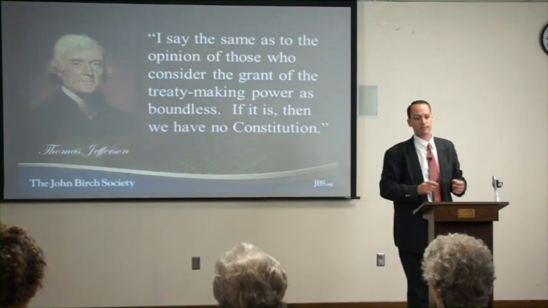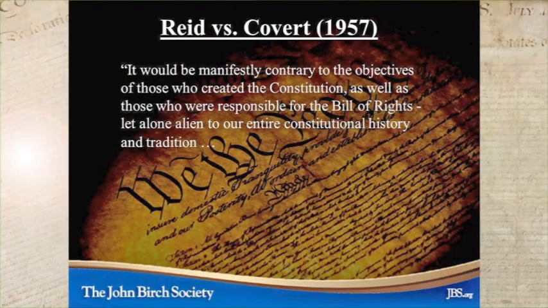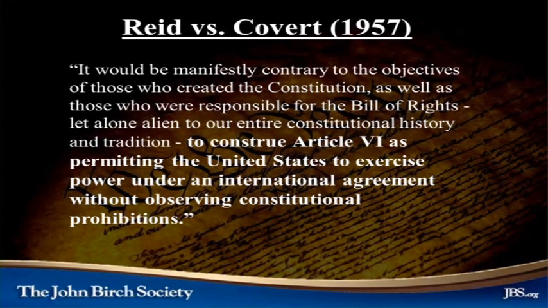Now the next place I want to go to is a Supreme Court ruling in 1957 known as Reid versus Covert. And in this one, here's a portion of it. It says, it would be manifestly contrary to, and then it lists three different things. It would be manifestly contrary to the objectives of those who created the Constitution, as well as those who were responsible for the Bill of Rights, and then lastly, let alone alien to our entire constitutional history and tradition. Pretty strong words. This is completely out of the question of anything we've ever done constitutionally, those who wrote the Constitution, the Bill of Rights, and our entire history, to do what? To construe Article 6, the treaty power, as permitting the United States to exercise power under an international agreement, and here's the key phrase, without observing constitutional prohibitions.